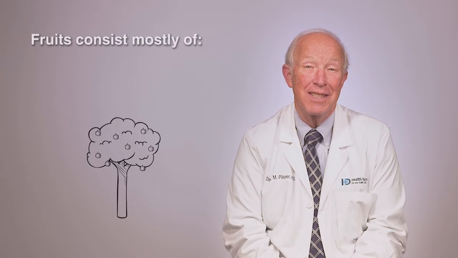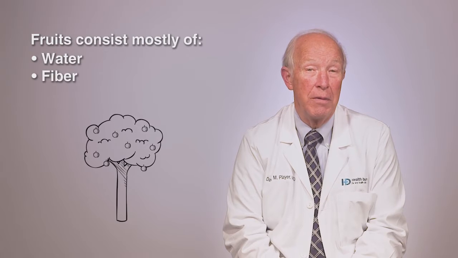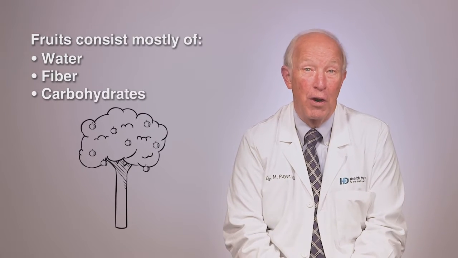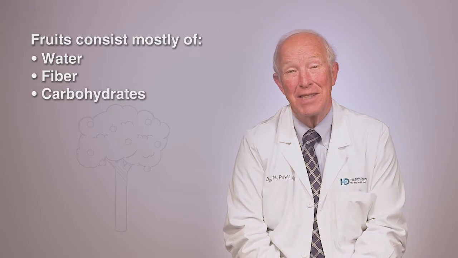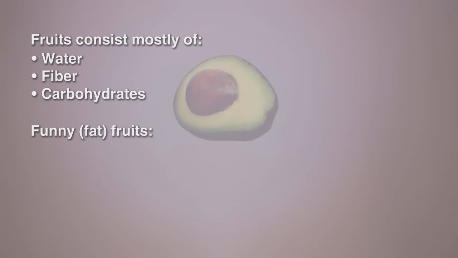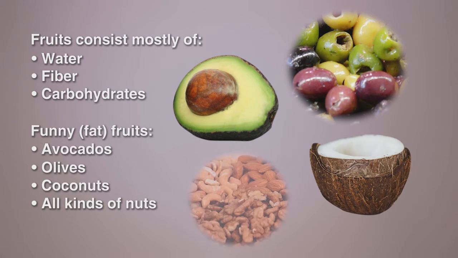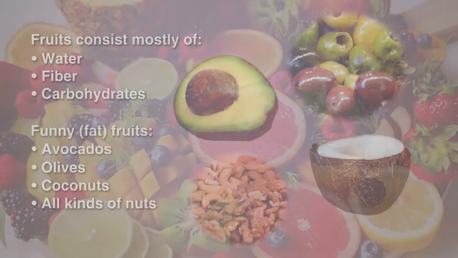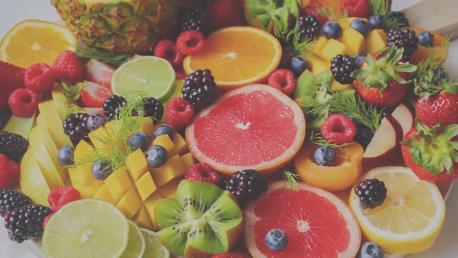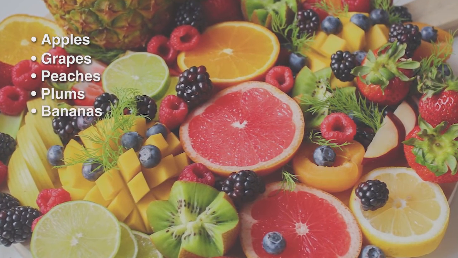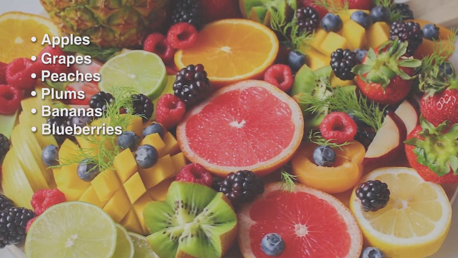Fruits are foods that grow mostly on trees and consist of water, fiber, and in most cases carbohydrates. There are a few fruits that we call funny fruits because they also contain some fat. They include avocados, olives, coconuts, and all kinds of nuts. The vast majority of fruits contain only sugars, fibers, and water. Stuff like apples, grapes, peaches, plums, bananas, and blueberries fit into this category.